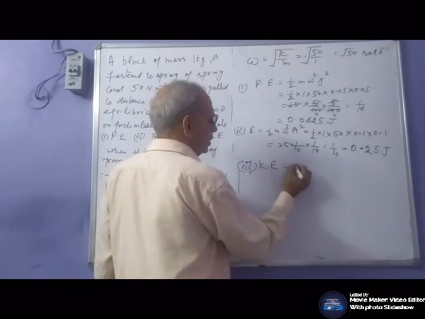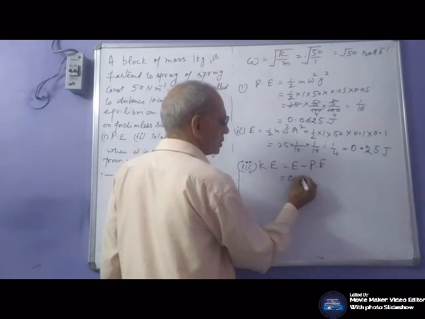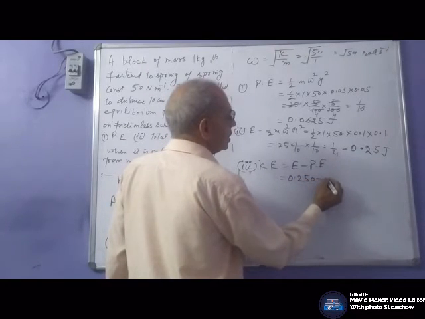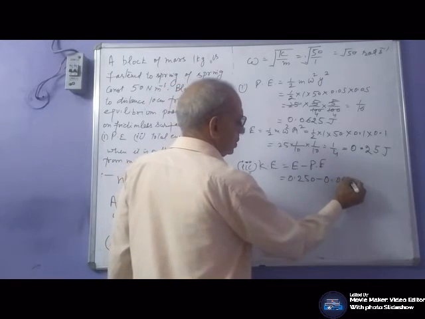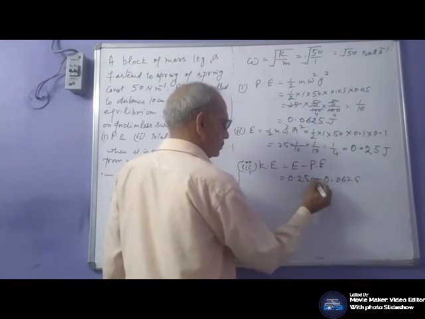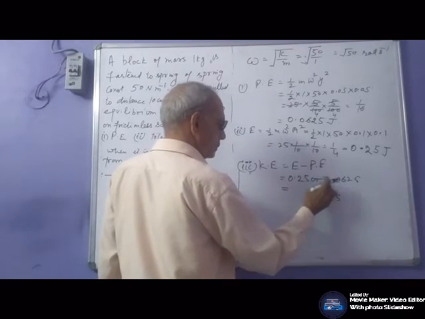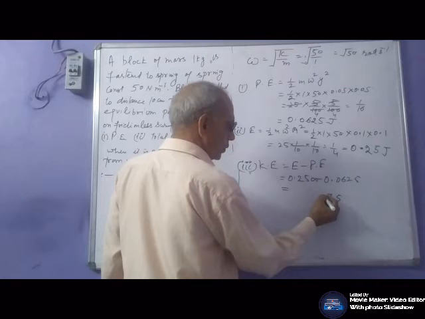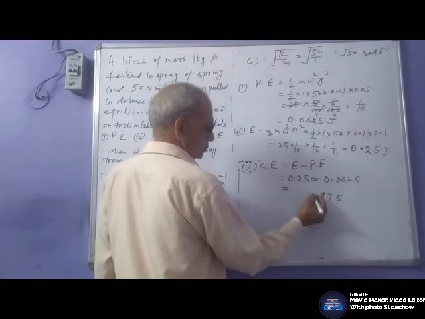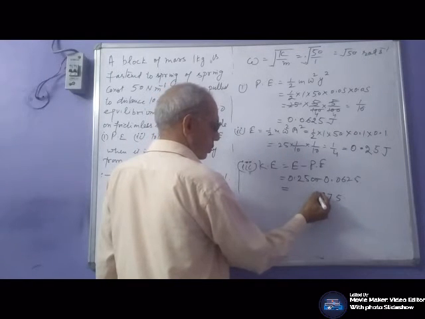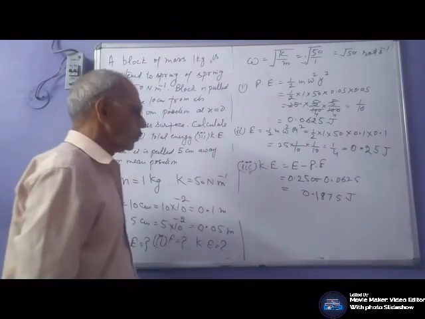Kinetic energy is total energy minus potential energy. Total energy is this, potential energy is this. Subtracting gives 0.1875 joules.